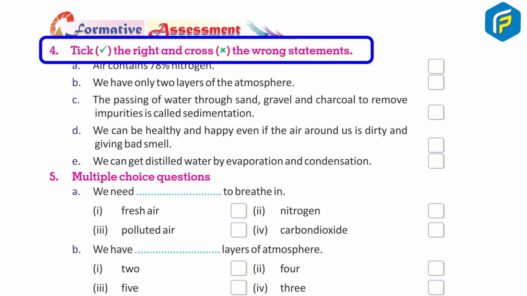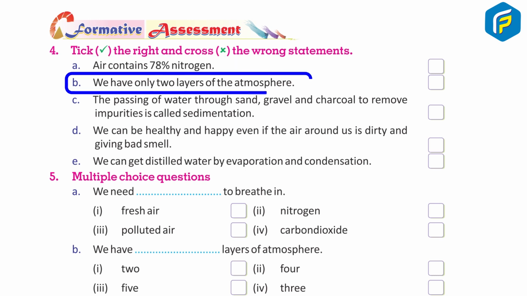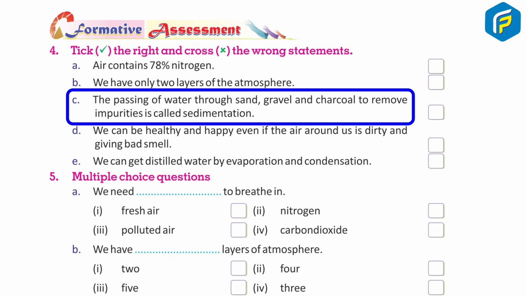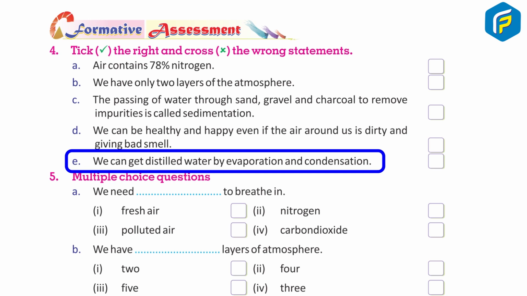4. Tick the right and cross the wrong statements. A. Air contains 78% nitrogen. B. We have only 2 layers of the atmosphere. C. The passing of water through sand, gravel and charcoal to remove impurities is called sedimentation. D. We can be healthy and happy even if the air around us is dirty and giving bad smell. E. We can get distilled water by evaporation and condensation.